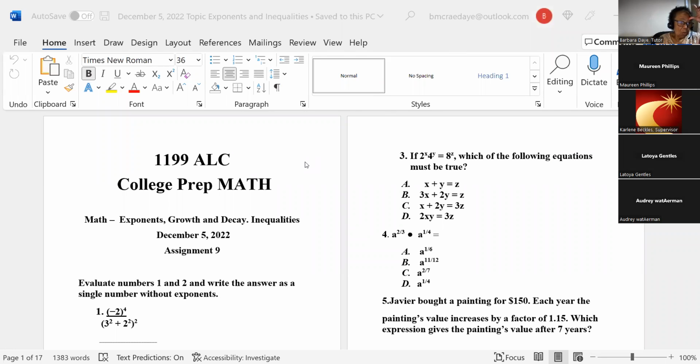Okay, so we will be going over our assignment, and we're still dealing with exponents, growth, and decay. And maybe we'll get to inequalities.